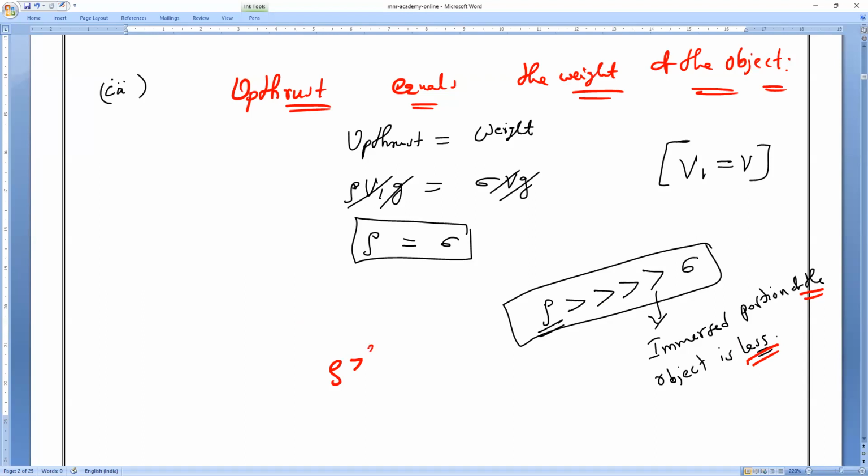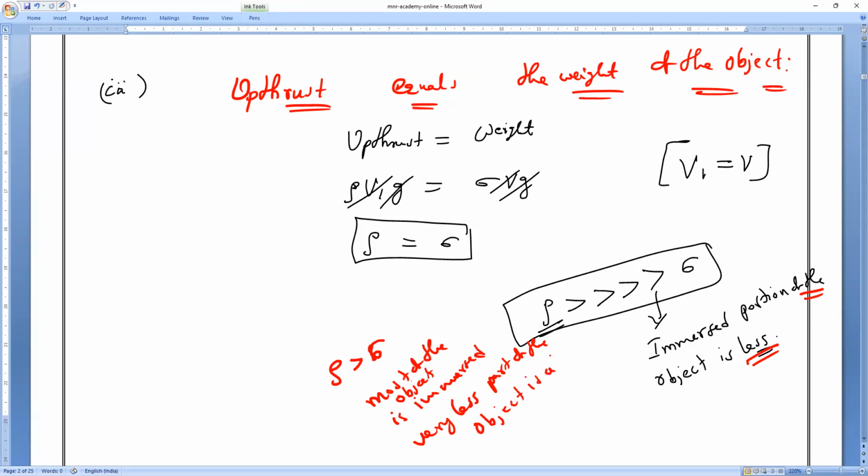So if there is only a small difference in density, then most of the object sinks. Most of the object is immersed, and very little of the object is above the surface. Clear, everyone? All of you, please understand.